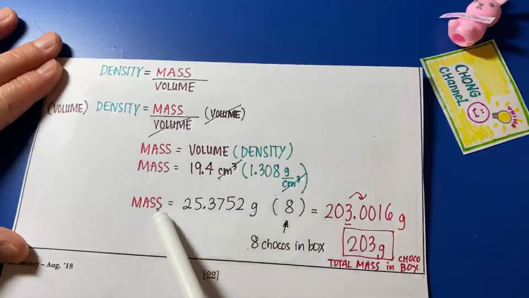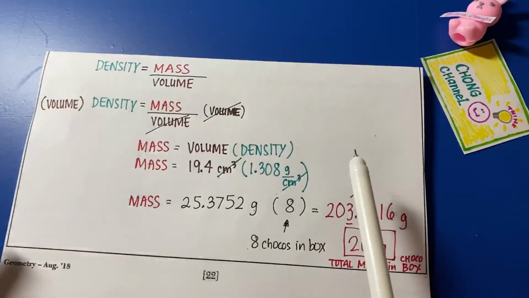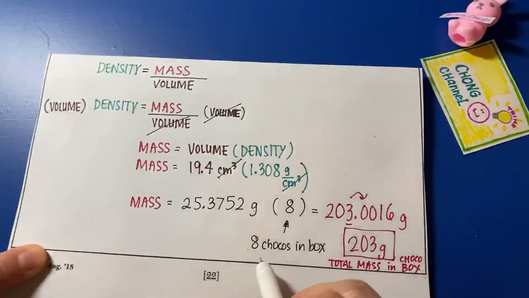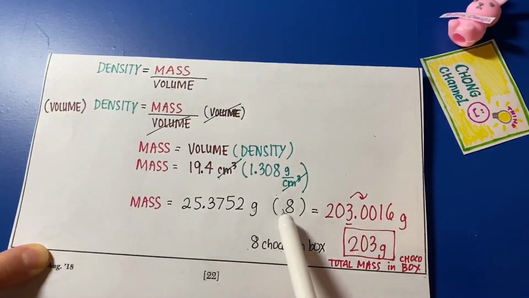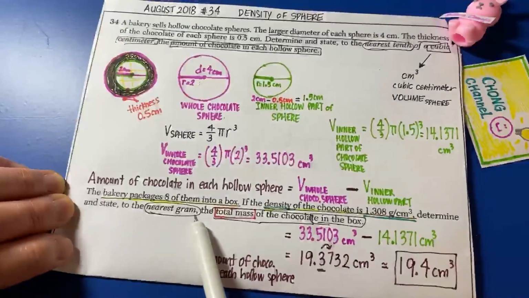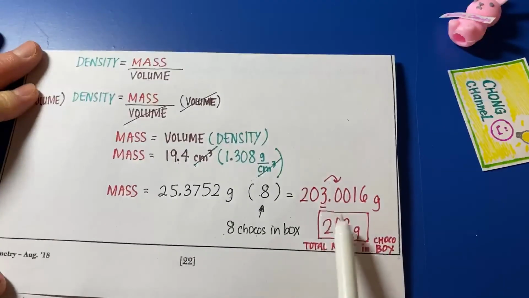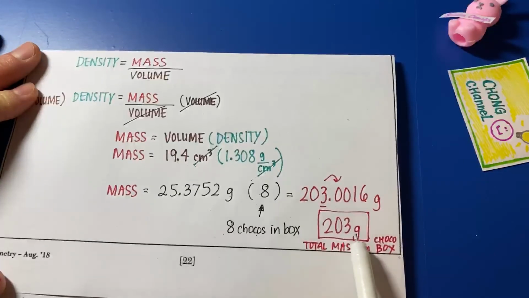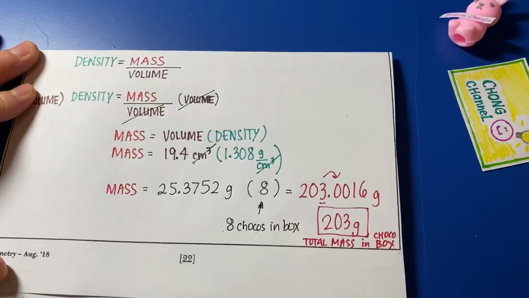But keep in mind, this is the mass of one chocolate sphere. But how many were in a box? They put 8. So we have to multiply this mass by 8. And so we got this decimal. The question told us they want us to round to the nearest gram. So nearest gram means whole number. So that would be 203 grams is the total mass of the chocolates in the box.